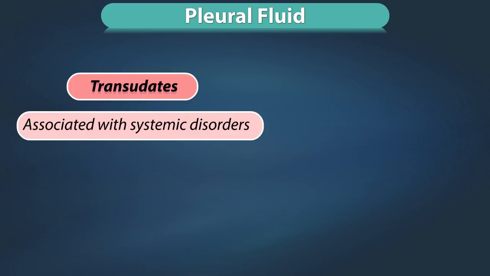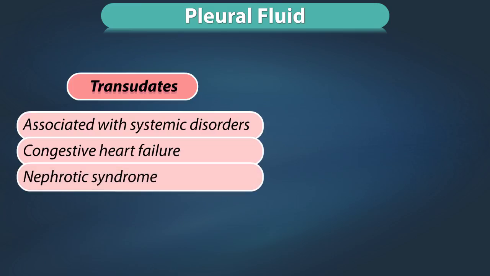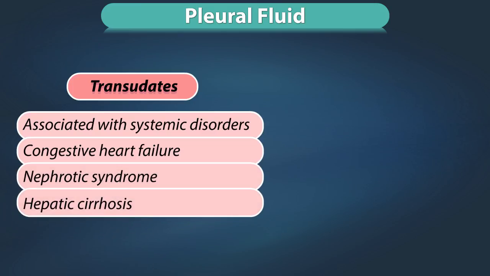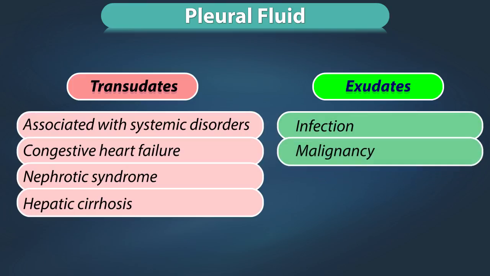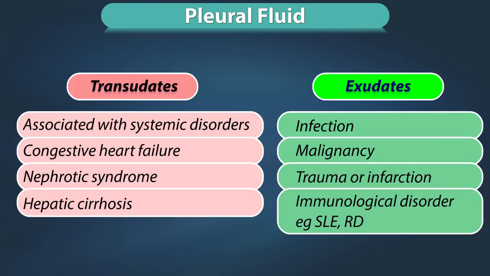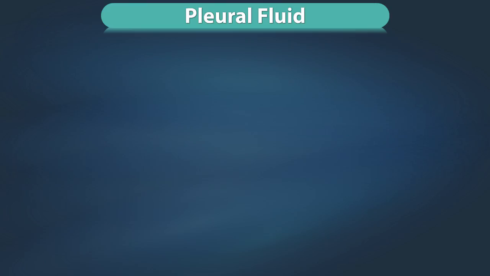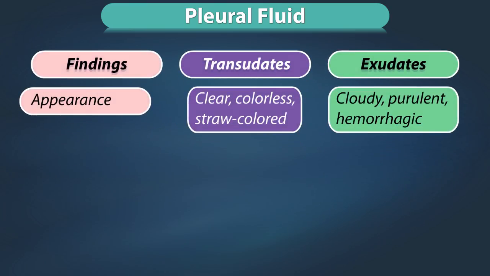Transudates are seen with systemic disorders like congestive heart failure, nephrotic syndrome, and hepatic cirrhosis, whereas exudates are associated with localized infection, malignancy, trauma or infarction, or immunological disorders, for example, SLE or rheumatoid disease. Chylous exudates are associated with rupture or blockage of thoracic duct. The table shown shows you the criteria used to differentiate transudates from exudates.